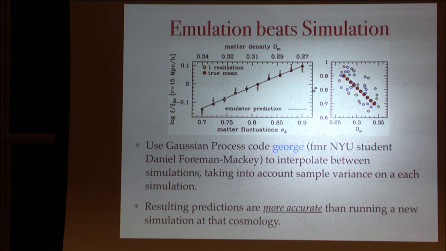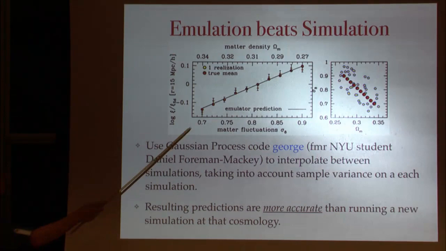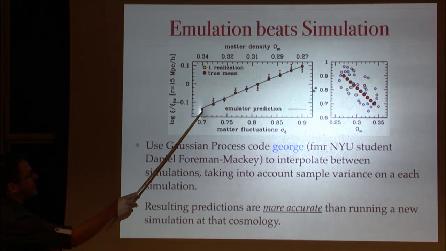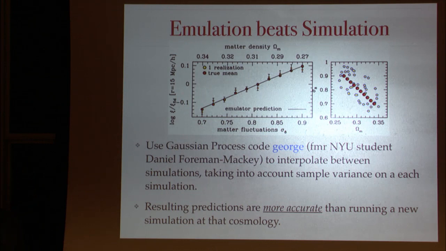I found the sample variance decreases when I go to smaller scales, but I found that this factor upgrade was constant as a function of scale. So even though the sample variance went down to really small levels at, say, 0.1 megaparsecs, the emulator prediction was still better. And that's the way it should be. The orange points are one realization, which is the same as the input to the emulator. The red points are the mean of 35 realizations.